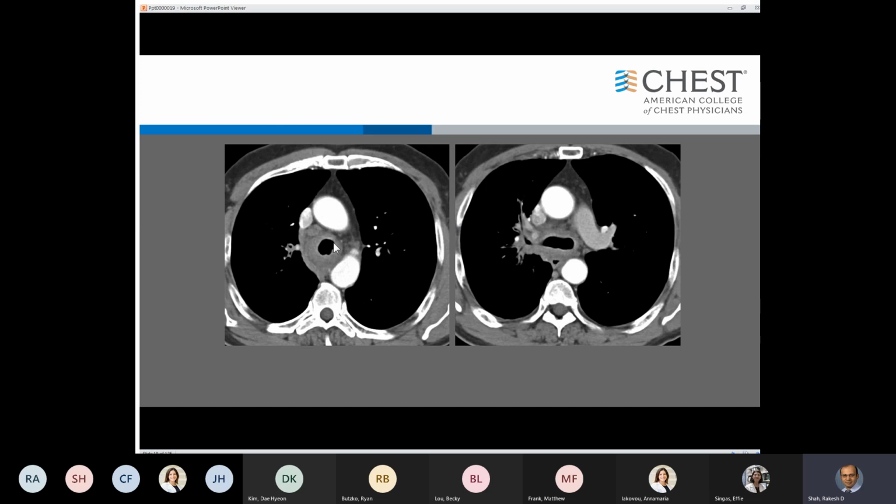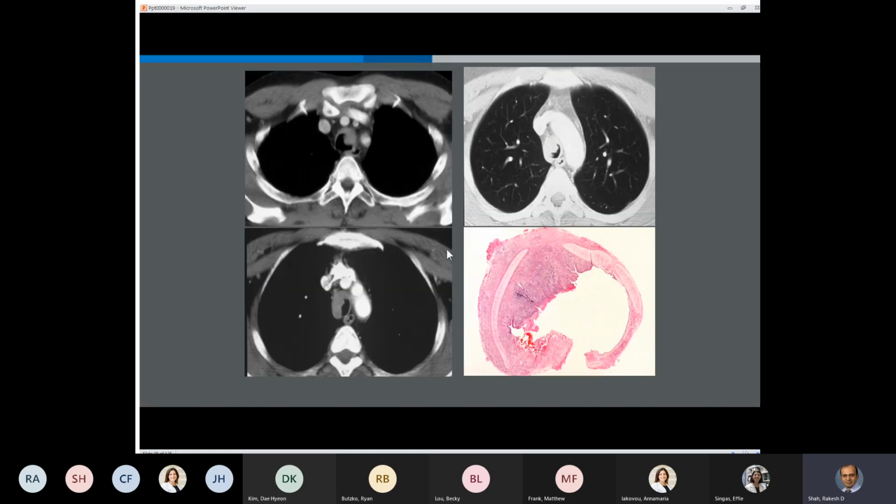Here's a different example, right? The inner mucosa of the trachea looks intact, but then in the submucosa, you can see marked thickening. The fat of the mediastinum is all kind of hazy. There are a couple of nodes. This is another example of adenoid cystic carcinoma.